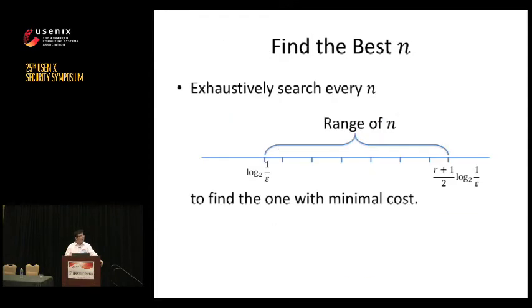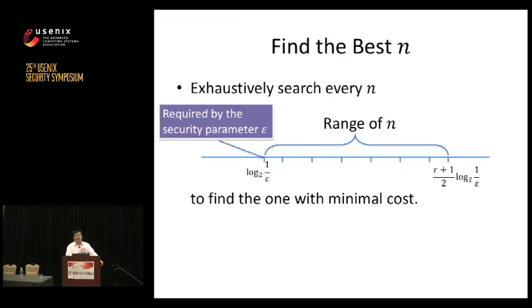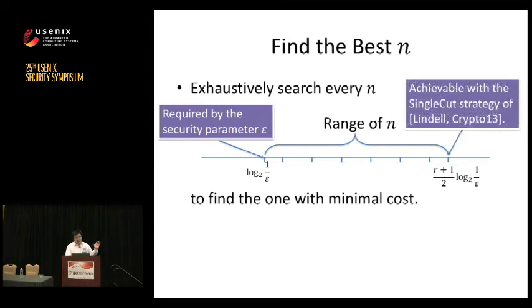Now the last problem here is to find the best optimal total number of circuits n. Because of the efficient solver, it is very practical to do an exhaustive search even when the range is very, very large. We enumerate every possible n within this range to find the one with the minimal cost. Note that this is sufficient because any n smaller than the lower bound cannot ensure security, but any n larger than the upper bound would perform worse than the simple strategy.